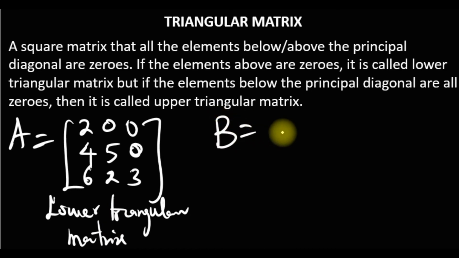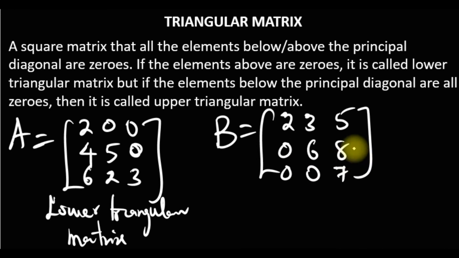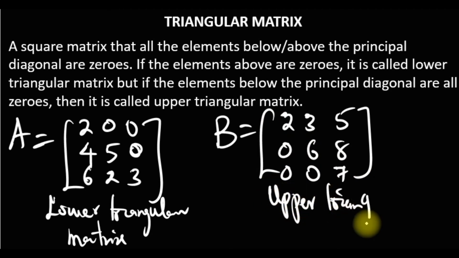But if you notice that the elements below, maybe if you have 2, 3, 5, maybe 6, 7 here, 8, 0, 0, 0. So this is called an upper triangular matrix because the elements below the principal diagonal are 0. So this is called the upper triangular matrix. Remember, it's possible both of them could be 0, up and down like this.